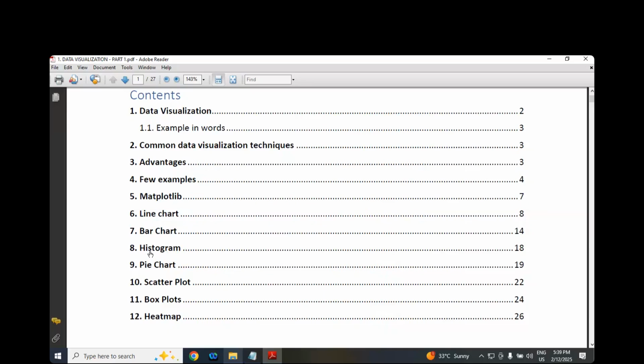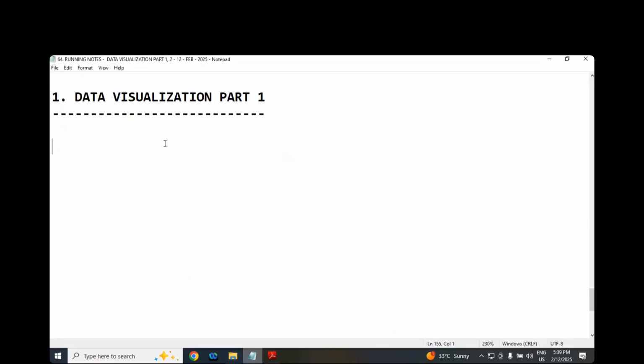What is the next one? Histogram. What do you mean by histogram? A histogram looks exactly like a bar chart, but that is not a bar chart. Let me show you what the main purpose is. Good. If you want, I will tell you one small point.